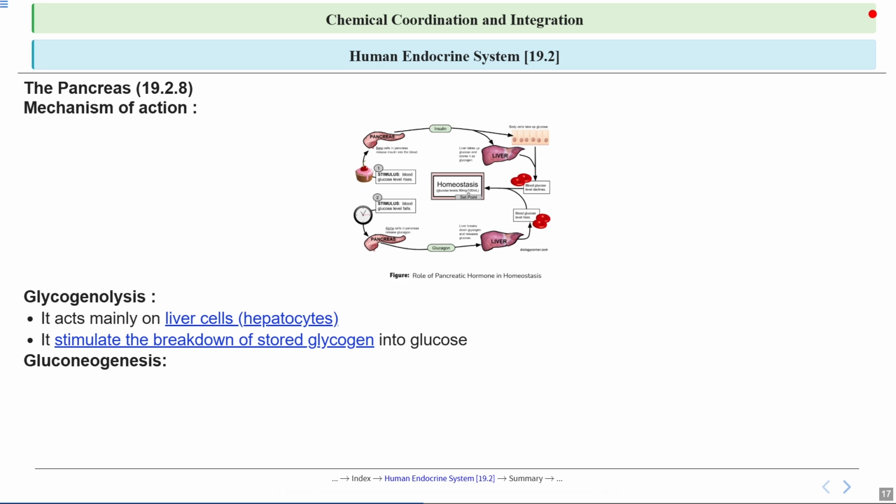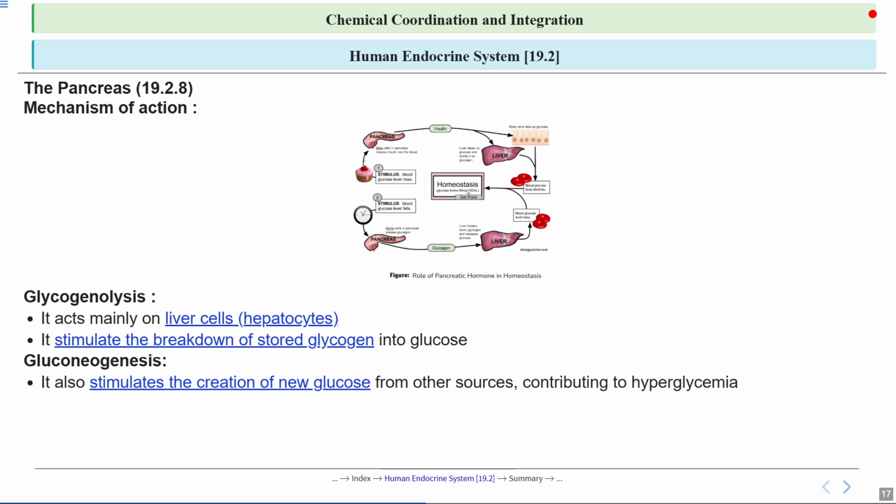Then talking about gluconeogenesis, it is the process in which the body makes glucose from non-carbohydrate sources like amino acids, lactate, and glycerol. Mainly, when there is not enough glucose available, such as during fasting or intense exercise. So this process mainly occurs in the liver and to a lesser extent in the kidney. So it ensures that the body has a steady supply of glucose for energy, especially for the brain and RBCs, which rely heavily on glucose. So it stimulates the creation of new glucose from other sources, contributing to hyperglycemia.